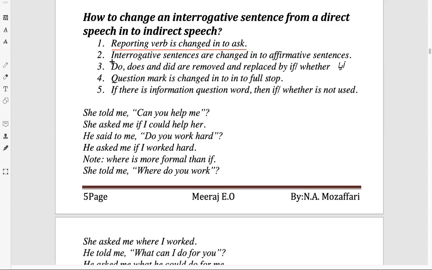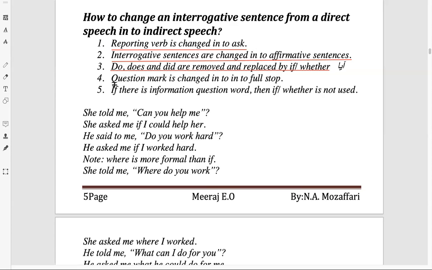Number two, interrogative sentences are changed into affirmative sentences. Once you report interrogative sentences to indirect speech, you are not going to have the interrogative formula. You change it to affirmative formula, like double question that we have studied in another class. Number three, if you have do, does, and did in your sentence, they are removed and replaced by if or whether.